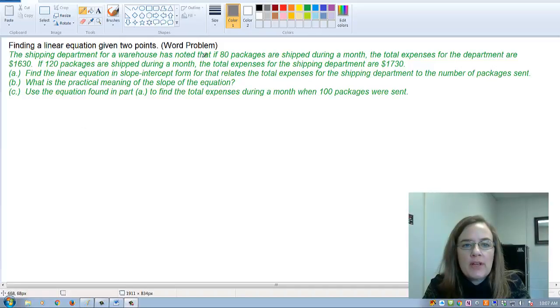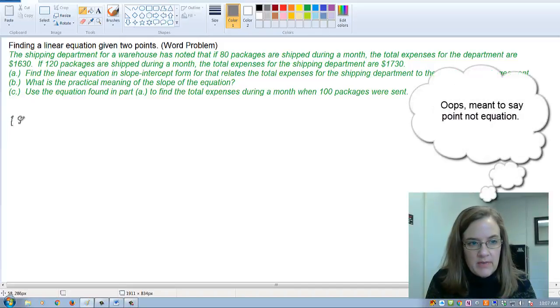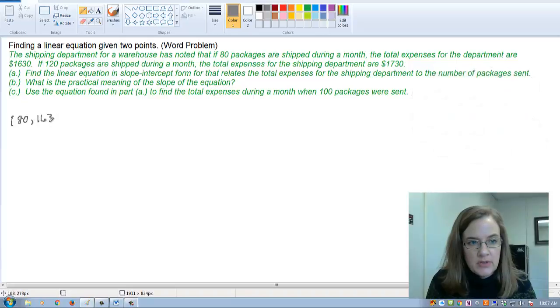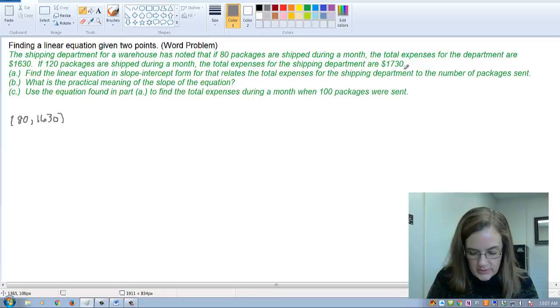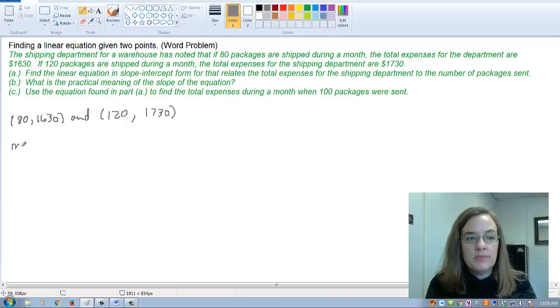The shipping department for a warehouse has noted that if 80 packages are shipped during a month, the total expenses for the department are $1,630. So that is our first equation. We're going to have 80 and 1,630 as a point. The second sentence: if 120 packages are shipped during a month, the total expenses for the shipping department are $1,730. Here's our other point: 120 and 1,730.